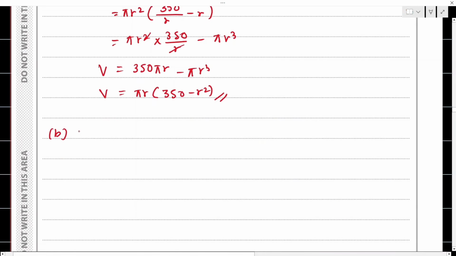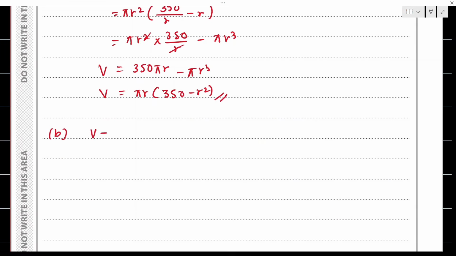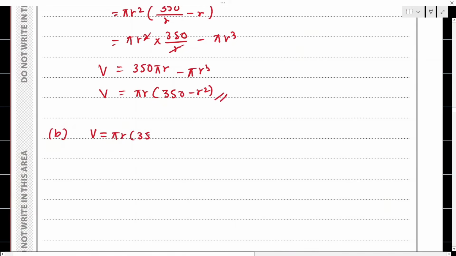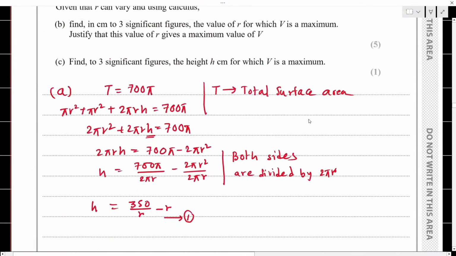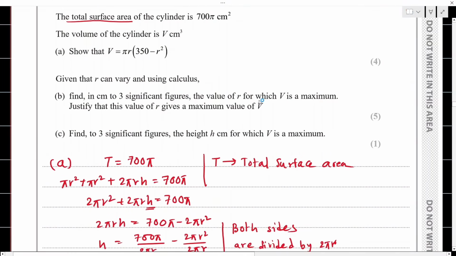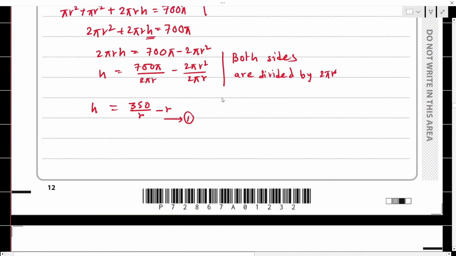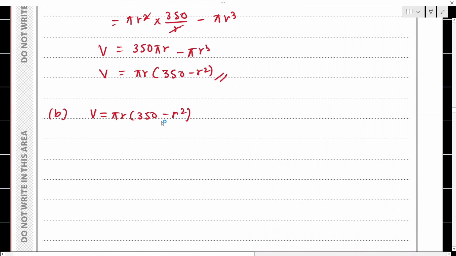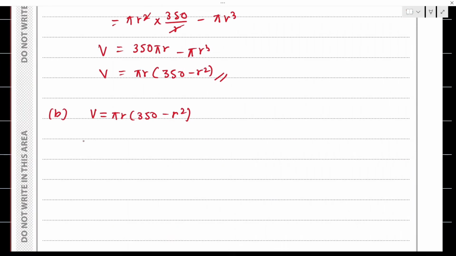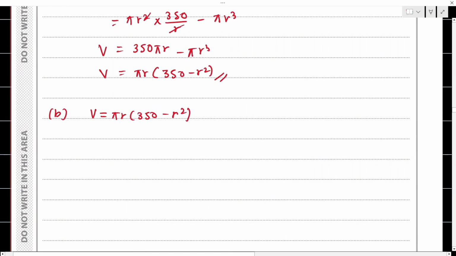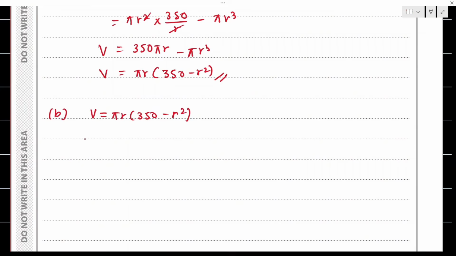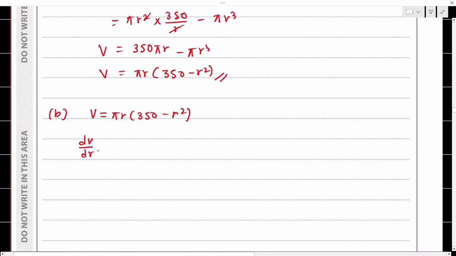In part B, we can recall our expression from part A. We can see that this is an expression in terms of r. And in order to find the radius that gives the maximum value of V, we need to differentiate this equation and equate the differentiation with 0. So at first I will do differentiation.